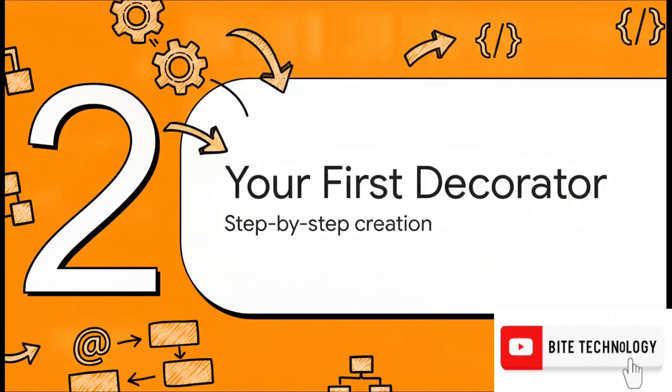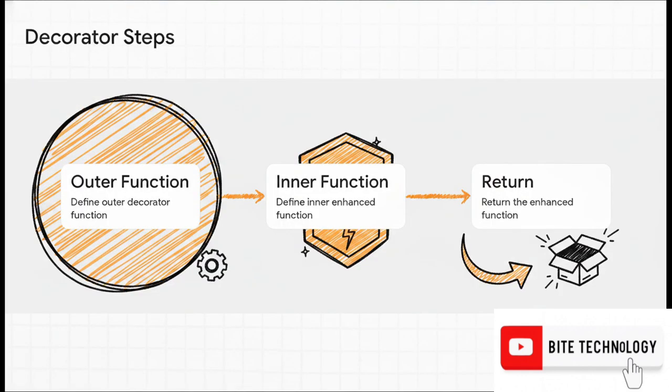Moving right along to Section 2, building your first decorator. Let's break down the creation process step by step. Building a decorator is honestly just creating a special kind of function. It's a simple three-step process. First, you define an outer decorator function that takes your original base function as an input. Second, you define an inner enhanced function right inside of it. This is where you add your cool new features. And third, you just return that enhanced function.